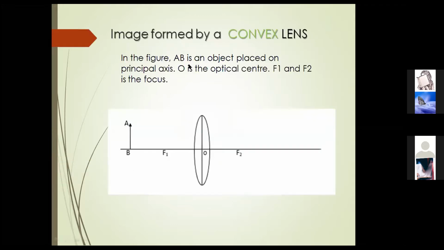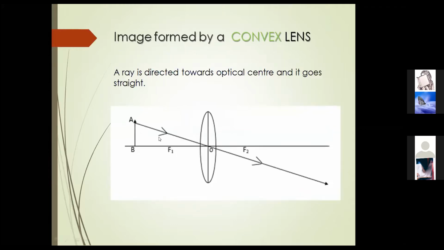Now we'll talk about the image formed by a convex lens. So here we can see this is the convex lens, and this is the principal focus F2. AB is the object, and O is the optical center. F1 and F2 are the principal foci. So we can see a ray. This object is directing a ray towards this optical center, and it goes straight.